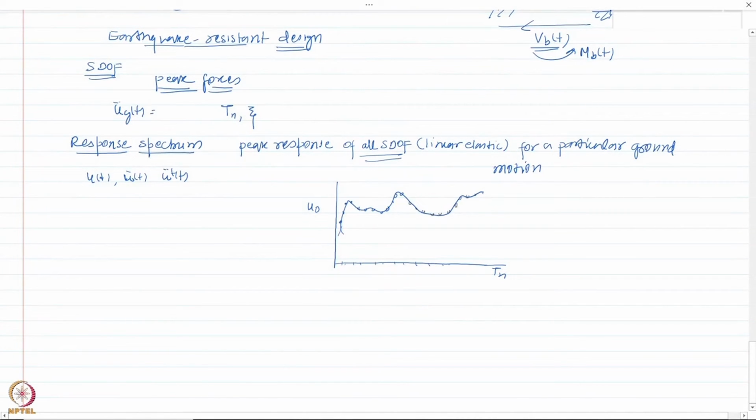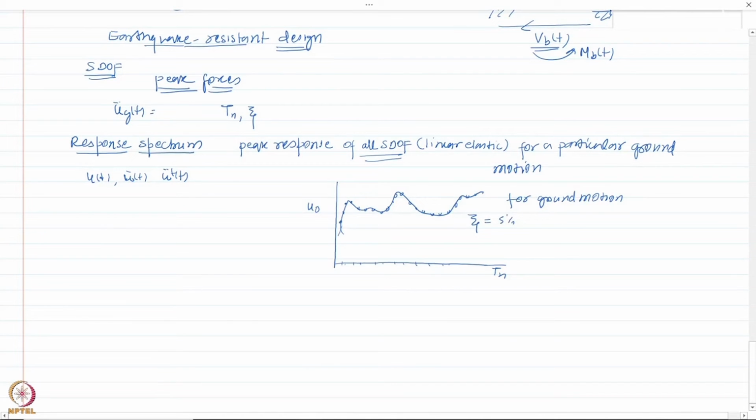And this is specific to a ground motion. So each ground motion will have a response spectrum. Each ground motion would have a response spectrum for a particular value of zeta, let us say it is 5%.